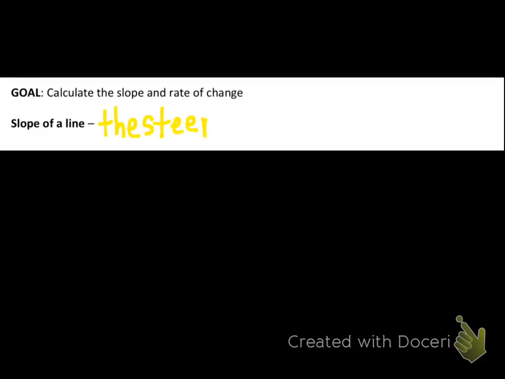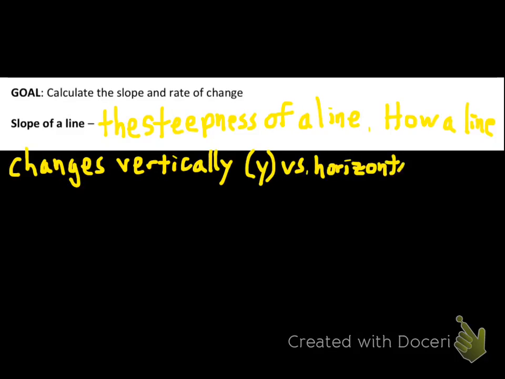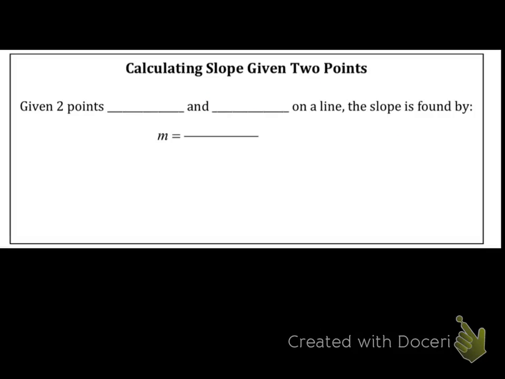Basically the slope is the steepness of a line, and it also is how the line changes vertically, which is the y direction, versus how it changes horizontally, which is the x direction. Some people say change in y over change in x. We could also say rise over run. Again, the rise is the y direction, the run is the x direction.